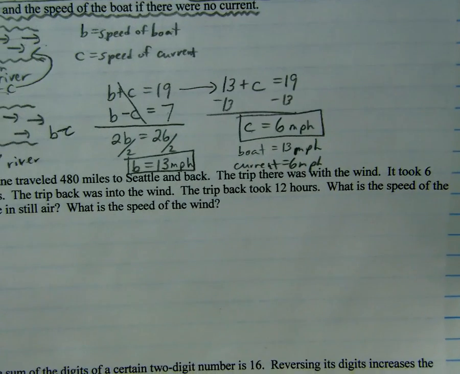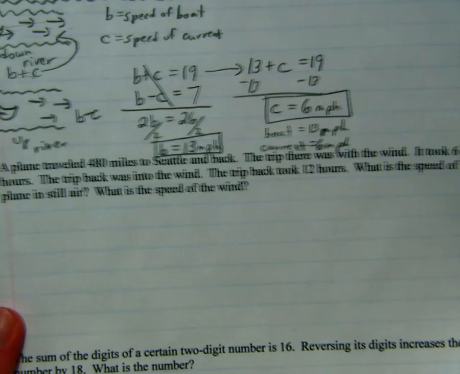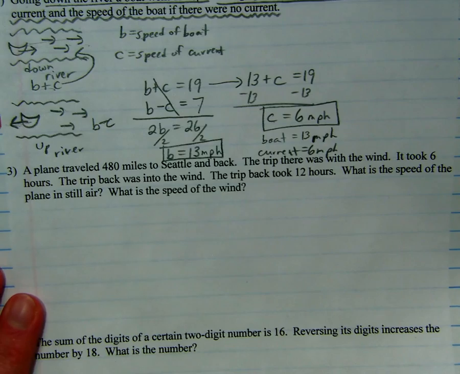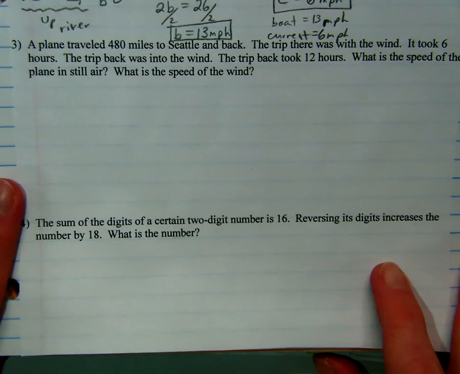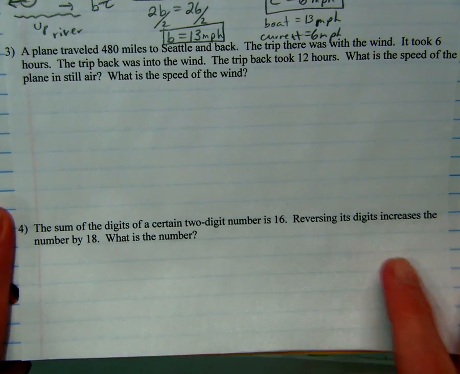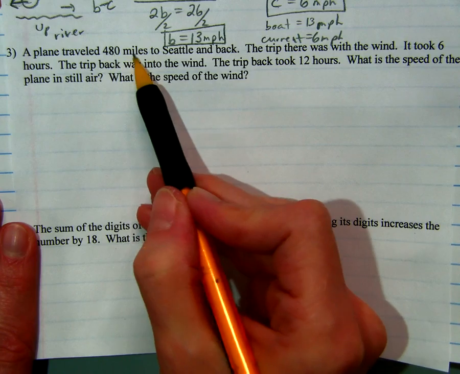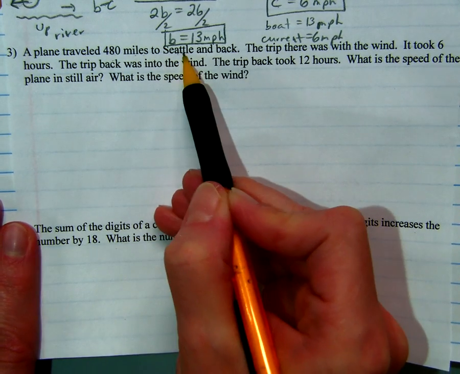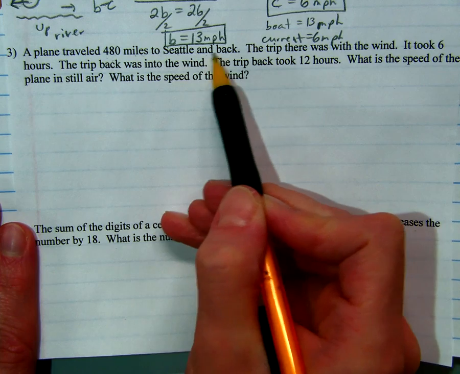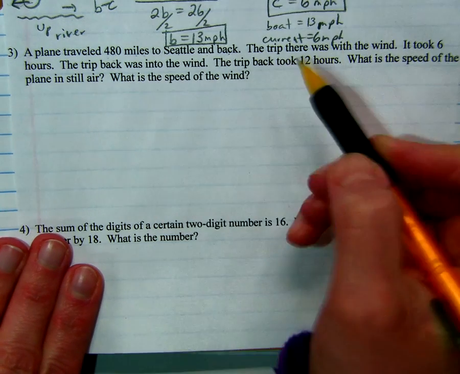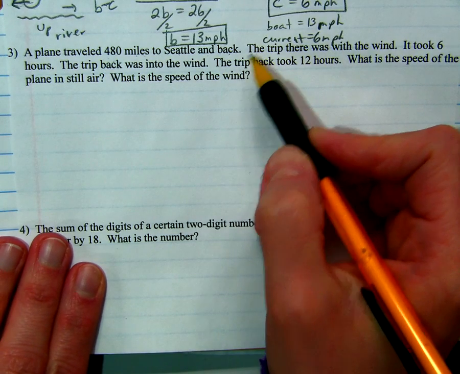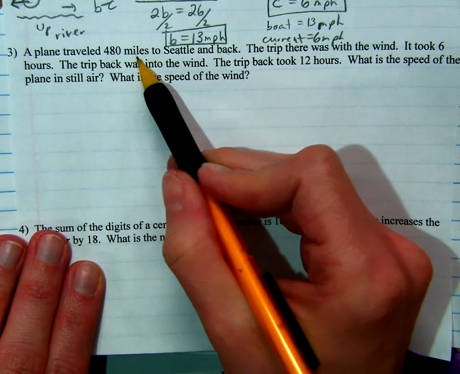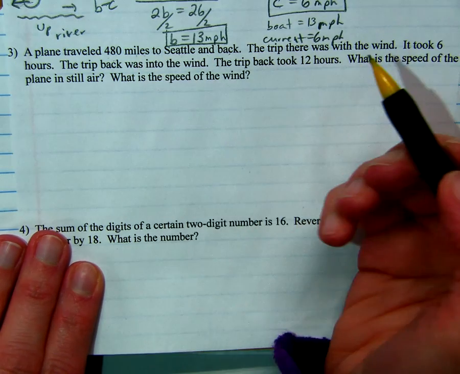Okay, so let's go down to number 3. I'm going to zoom it out to read it, and then I'll try to remember to zoom it back in for the next part. So it says, a plane traveled 480 miles to Seattle and back. So that's 480 miles to Seattle, 480 miles back from Seattle. That confused me the first time I read this, and I was looking at the answers, and it has to be that's just the one-way distance.